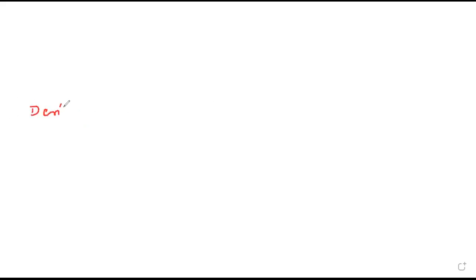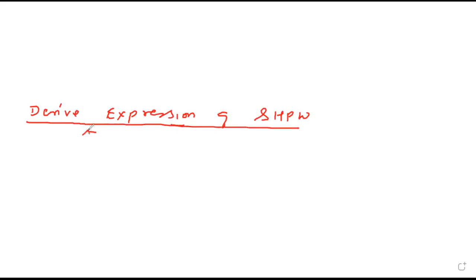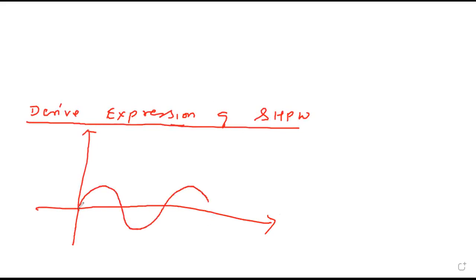Derive expression of simple harmonic progressive wave. See how to start. Consider a simple harmonic progressive wave starting from origin O, traveling along x-axis.